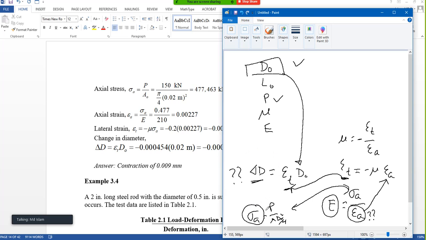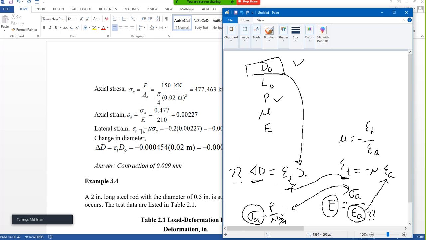If I know axial stress, I can use it here. Then I will get the axial strain, and you can see here axial stress. I found the axial strain. From axial strain, I found the lateral strain. Then from lateral strain, I found the change in diameter. Whatever I showed here is in this handout.